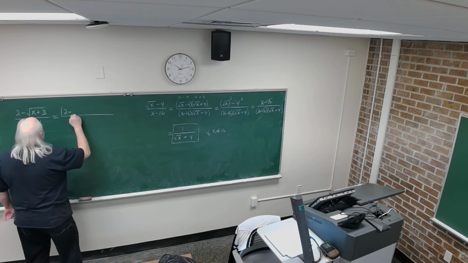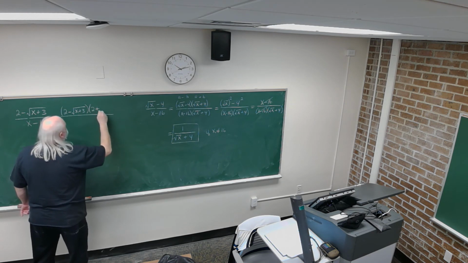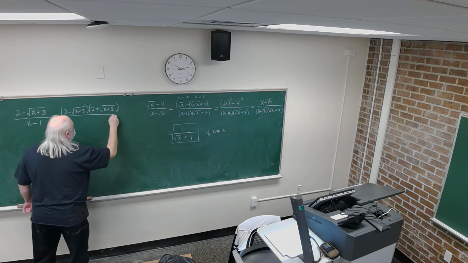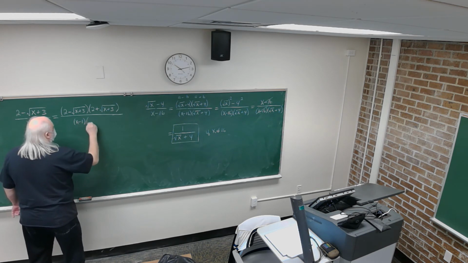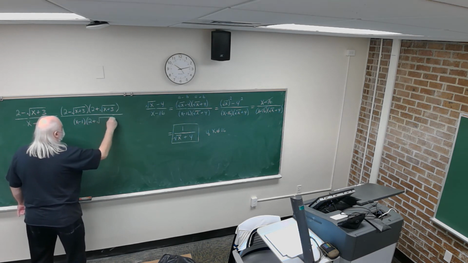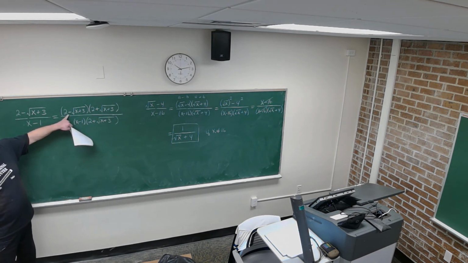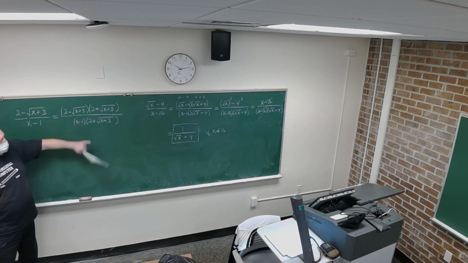So you have 2 minus the square root of x plus 3 times 2 plus the square root of x plus 3 over x minus 1 times 2 plus the square root of x plus 3. So the conjugate of 2 minus the square root of x plus 3 is 2 plus the square root of x plus 3. That's what we multiply top and bottom by.